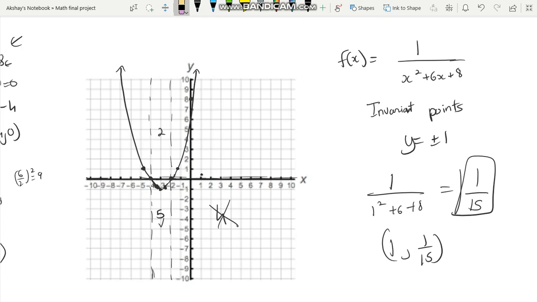Now, time to graph my reciprocal function. I know one of my graphs is going to be here, so from my invariant point, it's going to get closer and closer to my asymptote. But it's never going to touch my asymptote, so it's just going to get closer and closer and closer. And this side's going to be the exact same. It's never going to touch my asymptote, however. Now for this side, same thing.